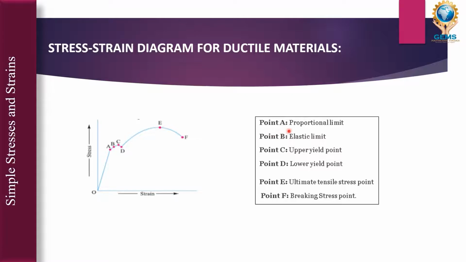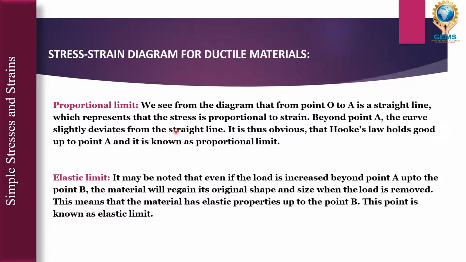Point A is the proportional limit, and point B is the elastic limit. Point C is the upper yield limit. Point D is the lower yield limit. Point E is the ultimate tensile stress point, and point F is the breaking stress point. Understand? Now we will see each and every point in a detailed manner. Okay. First of all, point A, proportional limit.